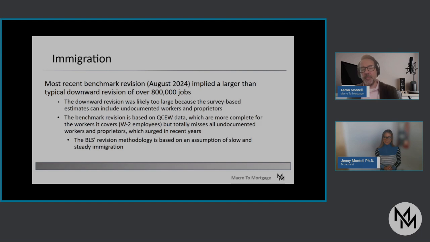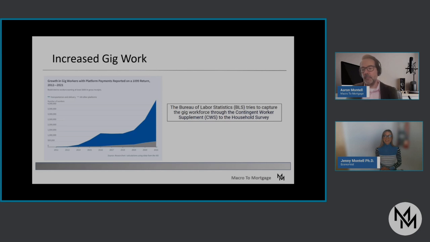And one thing we didn't mention yet is that proprietors don't have to be a small business owner per se, they can be a contractor. So contract workers also are going to be considered proprietors and be included in the surveys, but not in QCEW data. And that kind of brings us to the next topic, which is increased gig work, because these folks are considered proprietors if they're filling out a 1099 for this work.